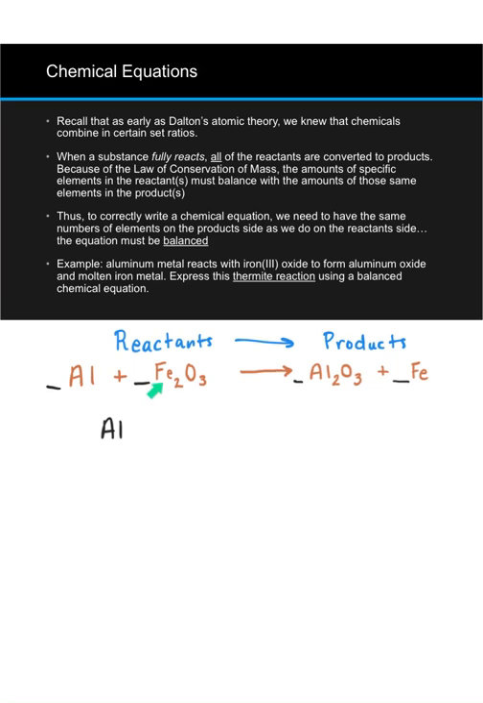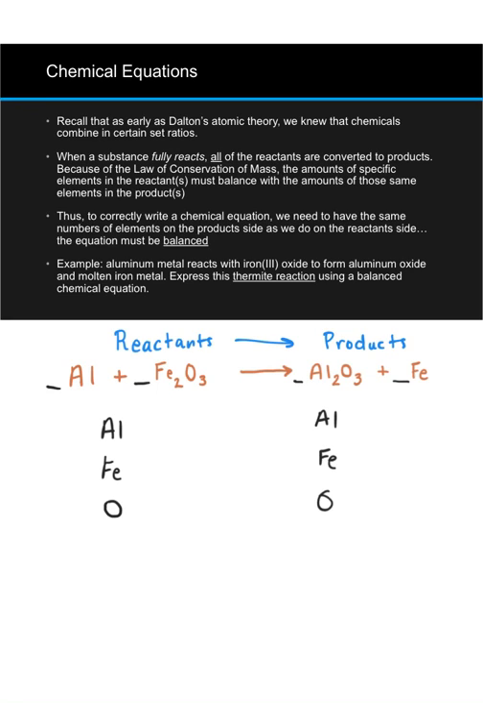Secondly, iron. And lastly, oxygen. 3 different types of elements on the reactant side. We'd better have 3 different types of elements on the product side, and they'd better match: aluminum, iron, and oxygen. And sure enough, aluminum, iron, and oxygen are the 3 and only 3 elements that are found on the product side of this reaction arrow.